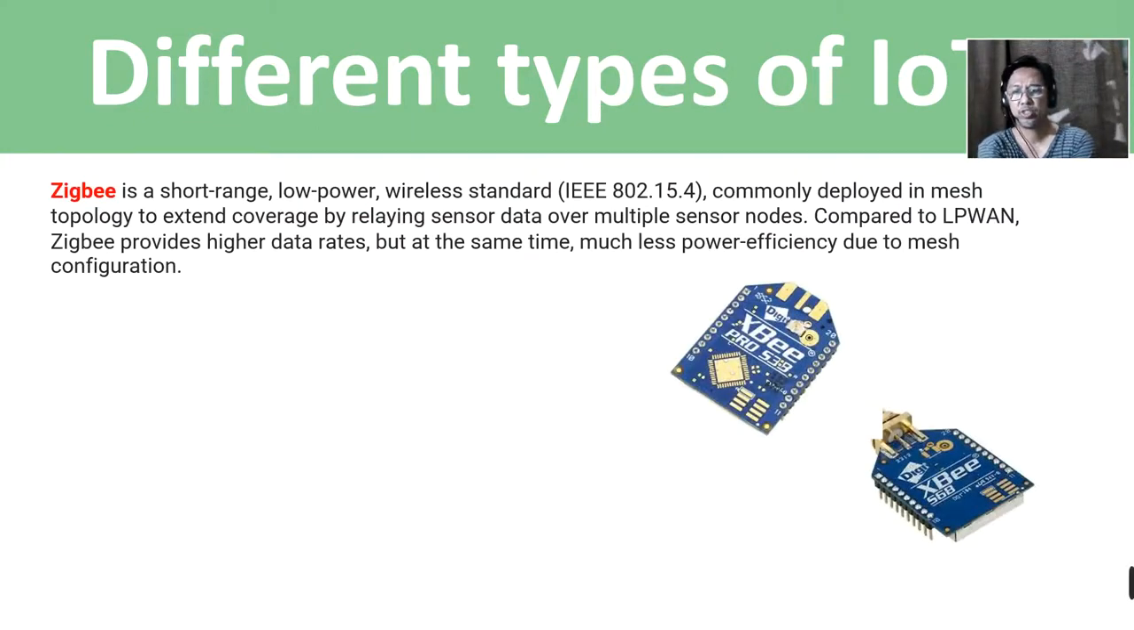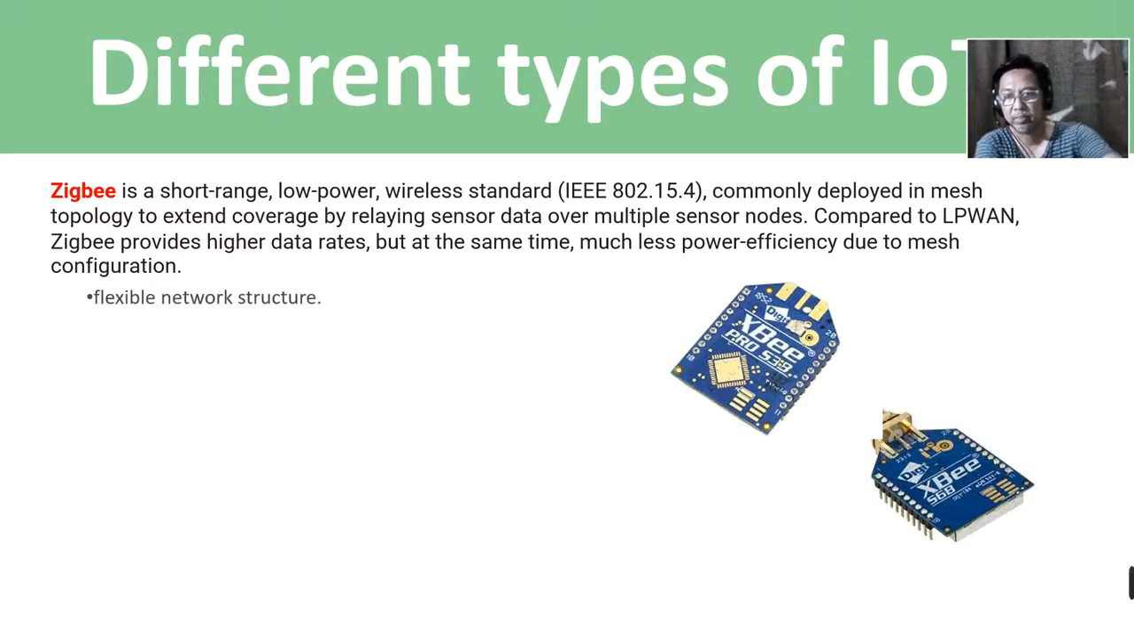Next is Zigbee. So Zigbee is a short-range, low-power wireless standard, IEEE 802.15.4, commonly deployed in mesh topology to extend coverage by relaying sensor data over multiple sensor nodes. Compared to LPWAN, Zigbee provides higher data rates, but at the same time much less power efficiency due to mesh configuration. So that's Zigbee for you.